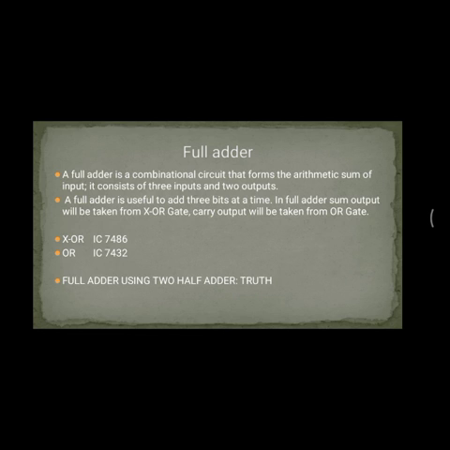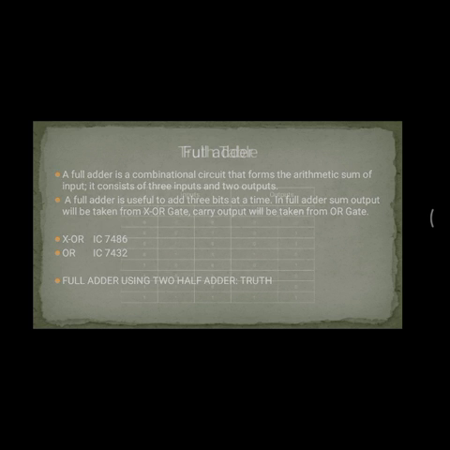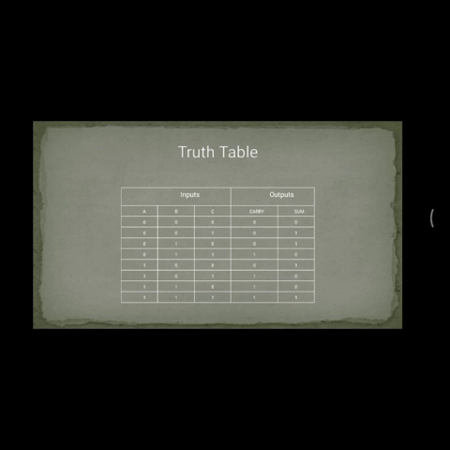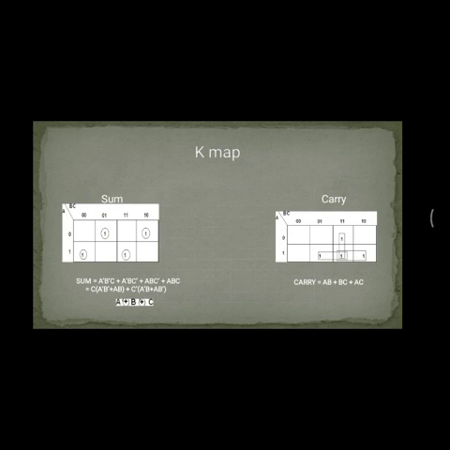Next, the full adder. A full adder is a combinational circuit that forms the arithmetic sum of inputs. It consists of 3 inputs and 2 outputs. The full adder is used to add 3 bits at a time. In the full adder, the sum output will be taken from the XOR gate and the carry output will be taken from the OR gate. Full adder using 2 half adders. This is the truth table of a full adder. Next is the K-map of a full adder.